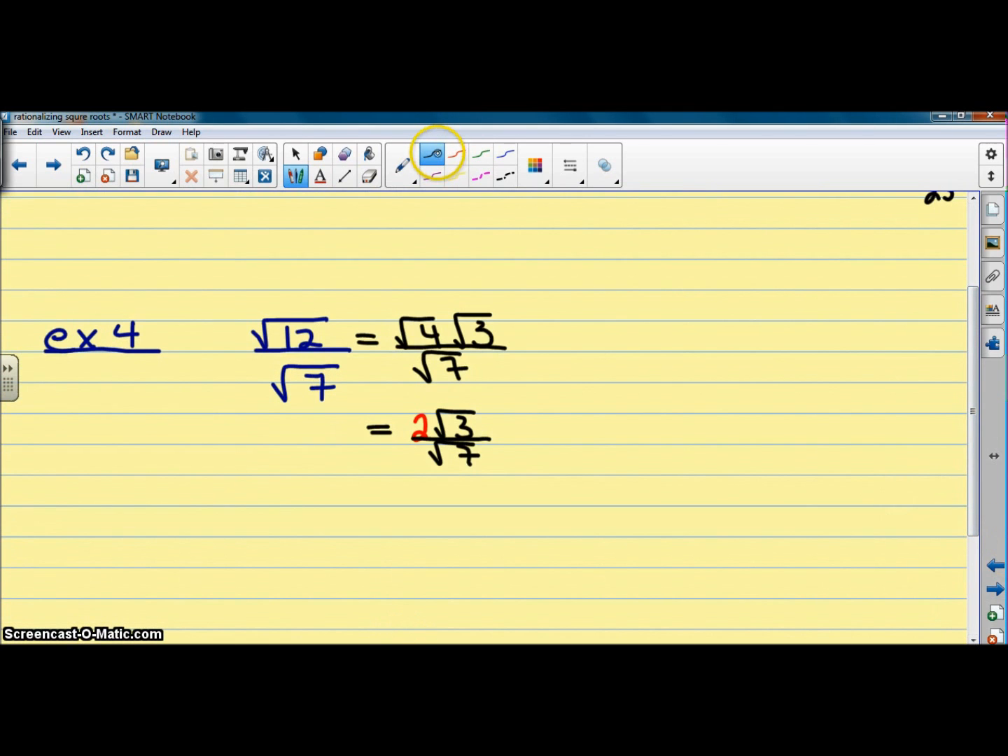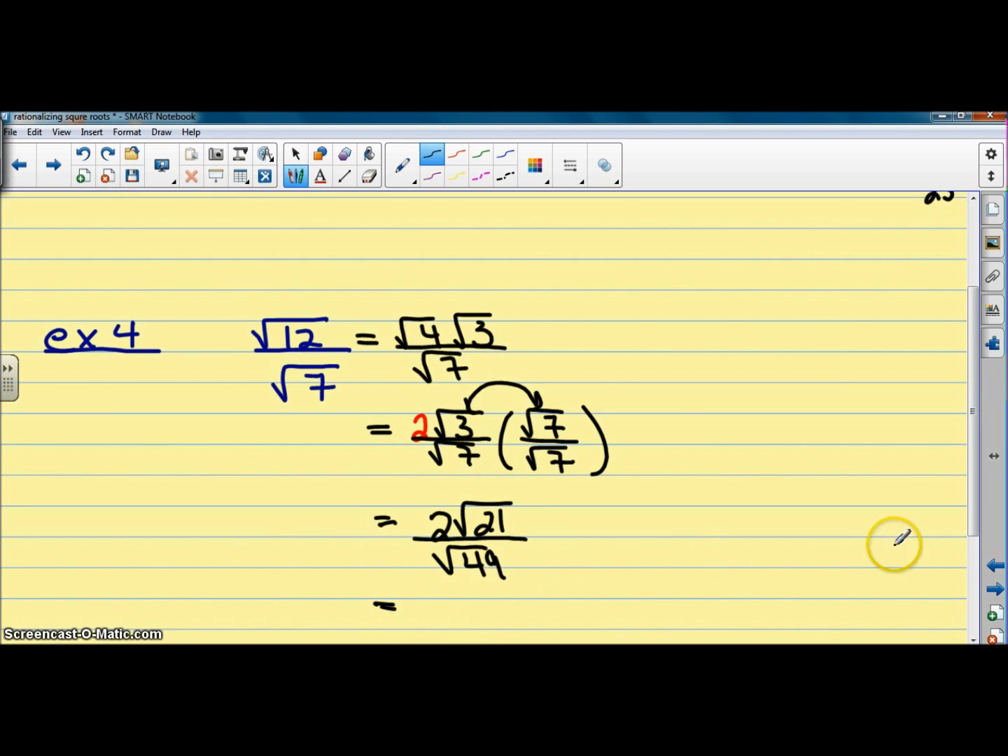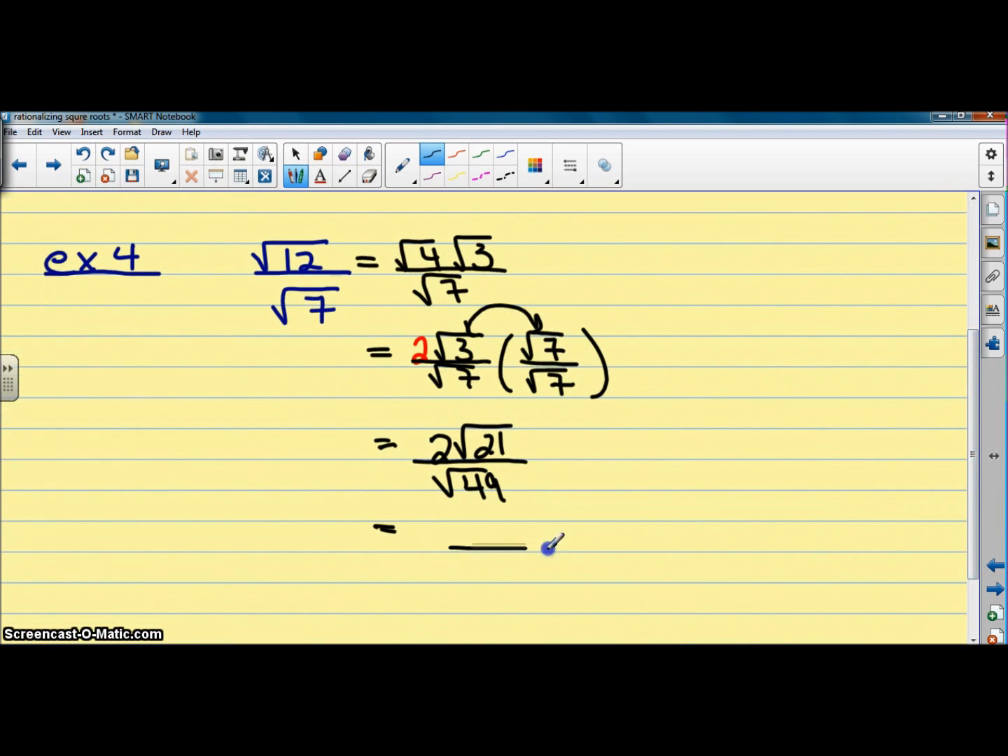So I'm going to multiply numerator and denominator by square root of 7. That's top and bottom, numerator and denominator. And what I have is 2 square roots of 21, because 3 times 7 is 21, over the square root of 49. Now remember, the whole point is to simplify your denominator. Well, the square root of 49 is plain old 7, and I still have 2 square roots of 21 in my numerator.